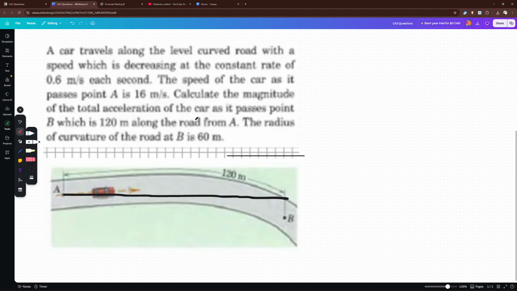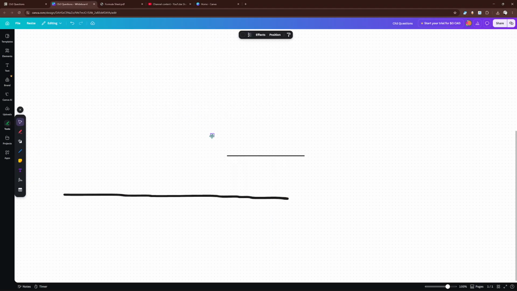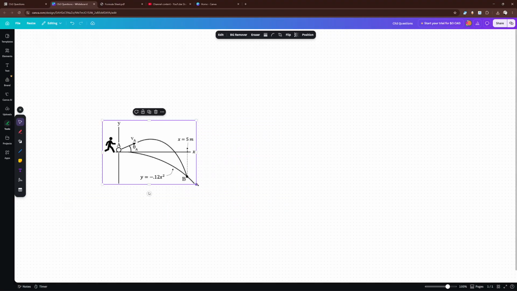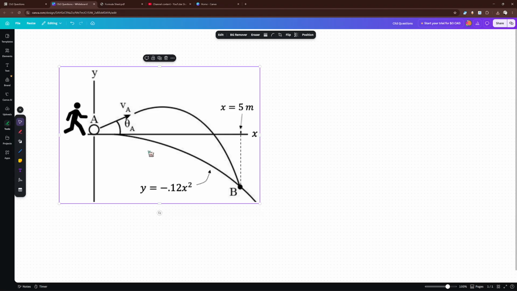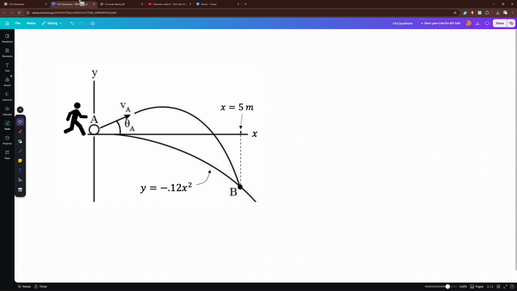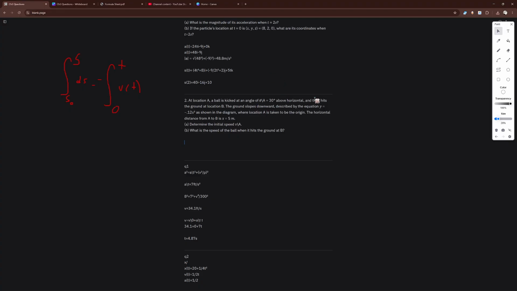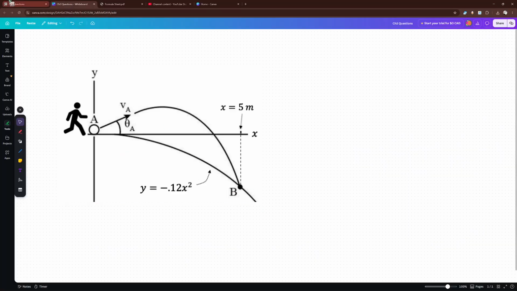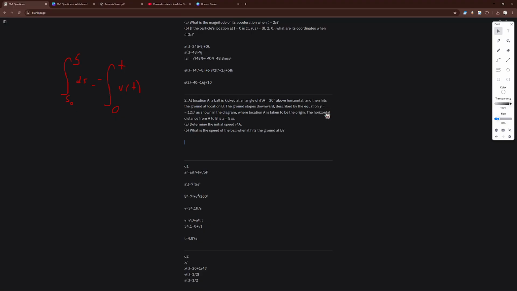Okay, and then final question. I know it's on the other page, but it needs this diagram. And that website can't paste images, so I had to put it here. Okay, let's read it. At location A, a ball is kicked at an angle of theta A equals 30 degrees above horizontal, which we can see right here. 30 degrees up, above horizontal. And then it hits the ground at location B. B is right here. The ground slopes downward, described by the equation y equals negative 0.12x squared as shown in the diagram.